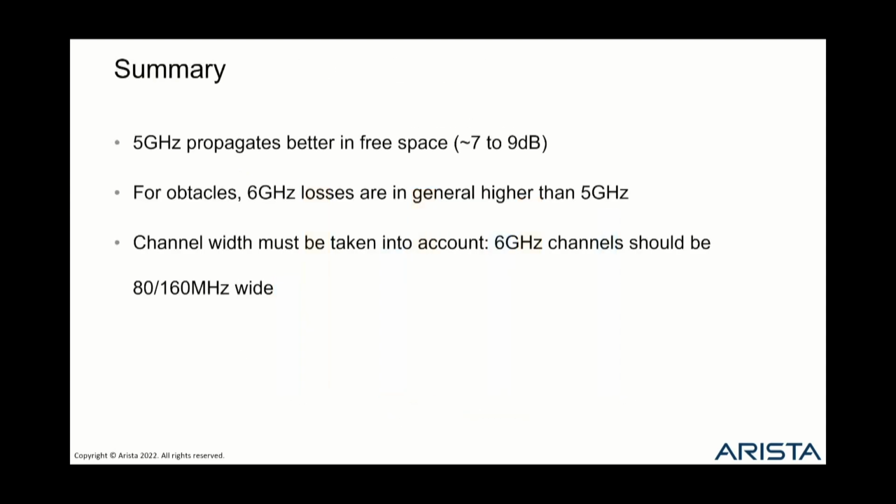So to sum it all up, 5 gigahertz, no surprises there, propagates better in free space, but I mean, significantly better, at least in the initial results we have. For obstacles, 6 gigahertz losses are in general higher than 5 gigahertz. We find that the difference is more exaggerated for thicker obstacles.